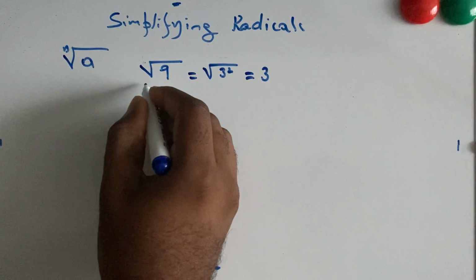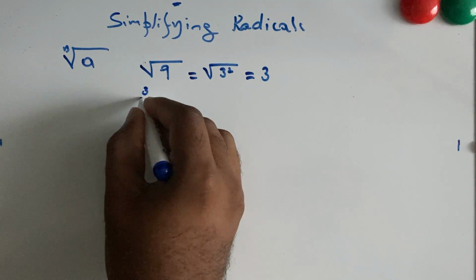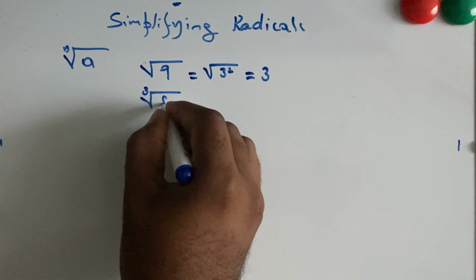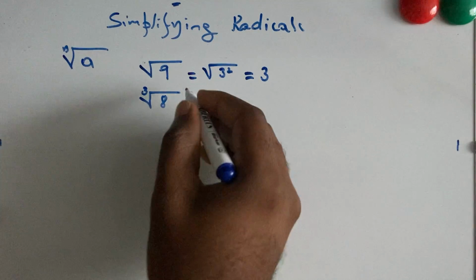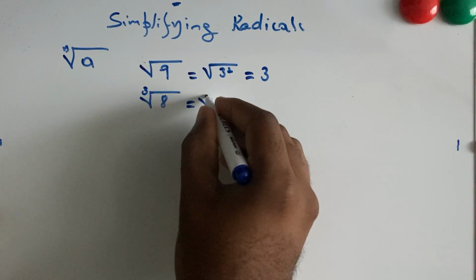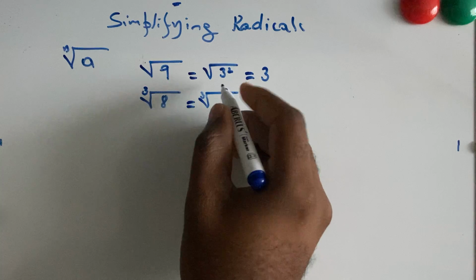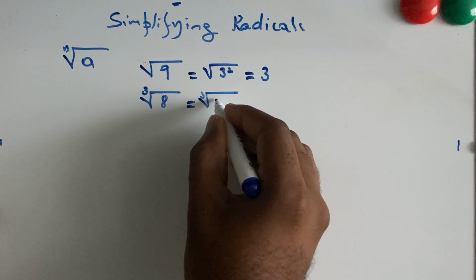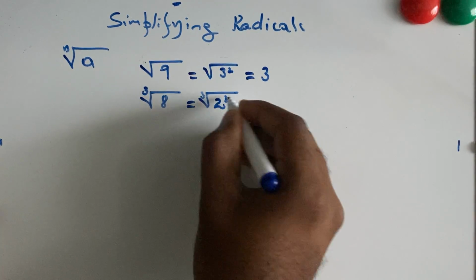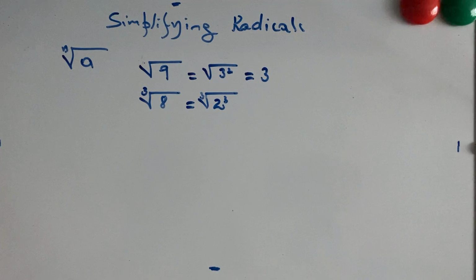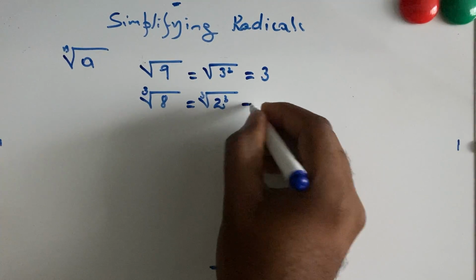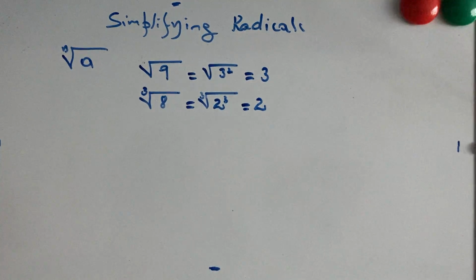Same way, if it's the cube root of something like 8, for example, I just need a number cubed that could give me 8. 2 cubed, that's 2 times 2 times 2, which is 8. So therefore, you know that the answer to this will be 2. So 2 is that number whose cube will give me 8. All right, so this is how you do this.